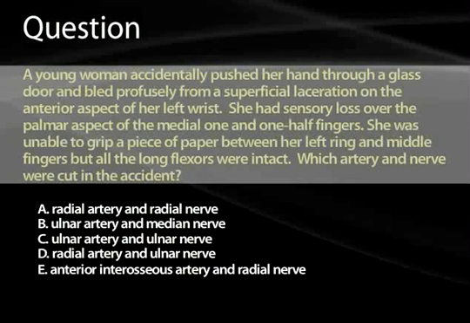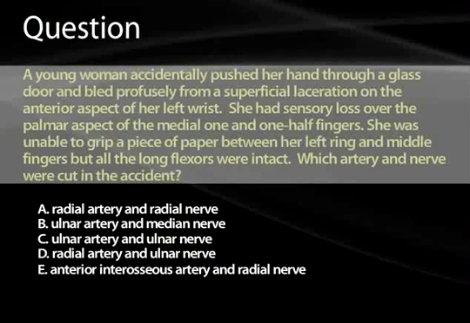This seems like a fairly involved question with a lot of things to think through. All that you really need to focus in on at first is that she's on the anterior aspect of her left wrist, and she has 1½ fingers affected, which means she's on the ulnar side. And once you determine that, you have a fairly hard time ruling out something that has ulnar in it. And the other principle that you need to bring to a question like this is the basics.